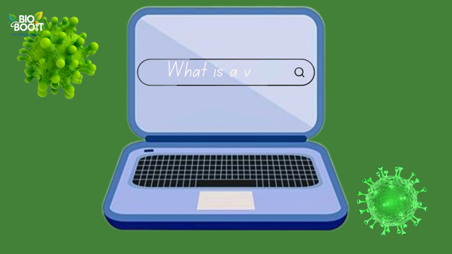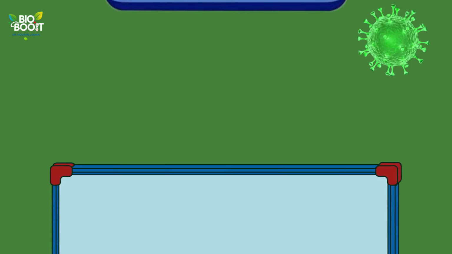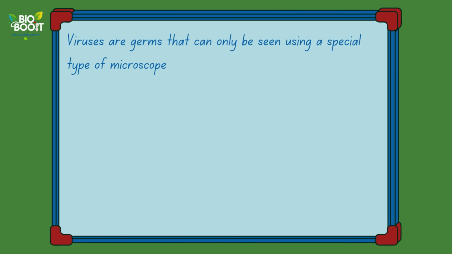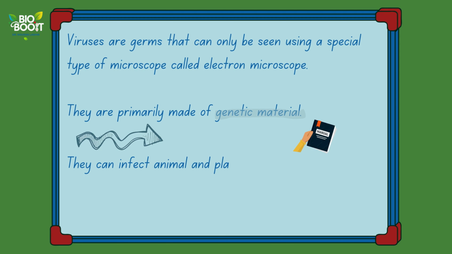So, what is a virus? Here's our first clue. Viruses are a type of germ, but they are so incredibly tiny that you can't see them with a normal light microscope, like the ones we use in this lab. To see a virus, you need a super-powered electron microscope. They are very simple. Their main ingredient is genetic material. Think of it like an instruction manual. And these instructions have one main job: to infect the cells of animals and plants, which makes the organism sick. So, they are like tiny, invisible pirates trying to hijack cells.